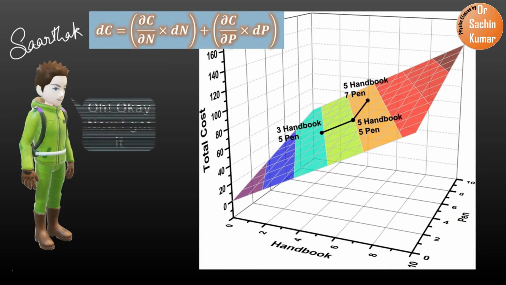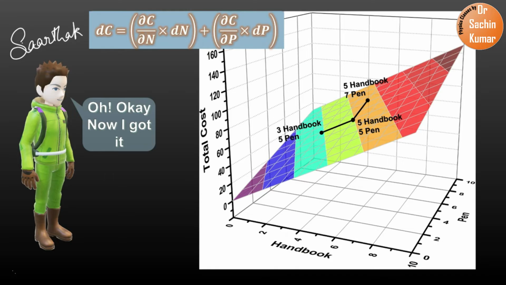So overall, at the beginning of this question, we know the cost of 3 notebooks and 5 pens. When we have changed the number of notebooks from 3 to 5 and pens from 5 to 7, what is the change in the cost? We are finding this change here.